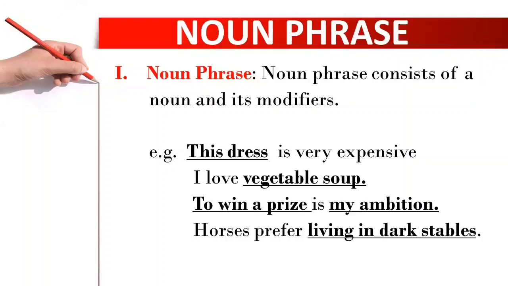To win a prize is my ambition. Here, to win a prize and my ambition are noun phrases. Horses prefer living in dark stables. Here, living in dark stables is a noun phrase.